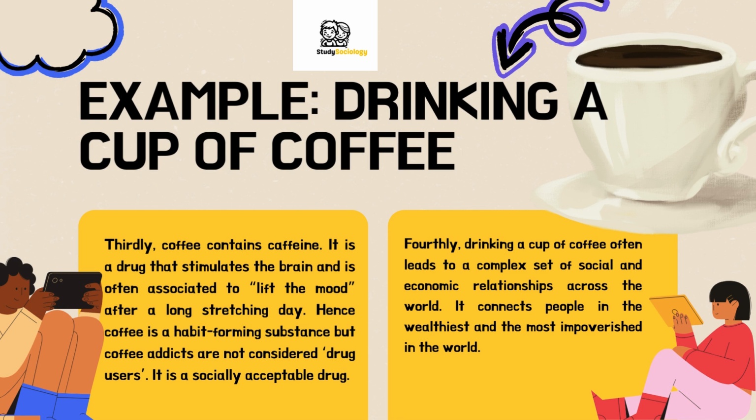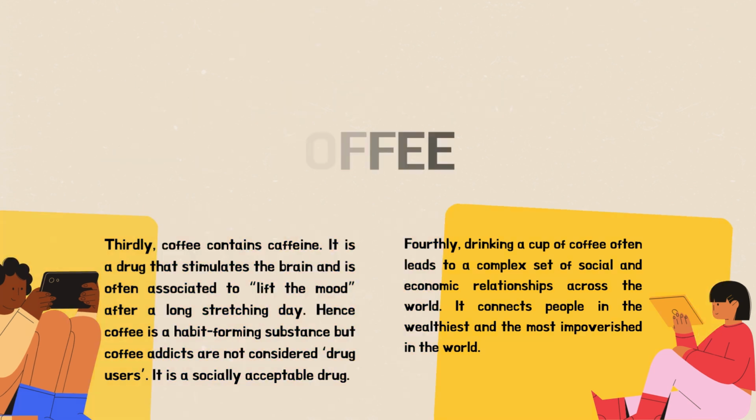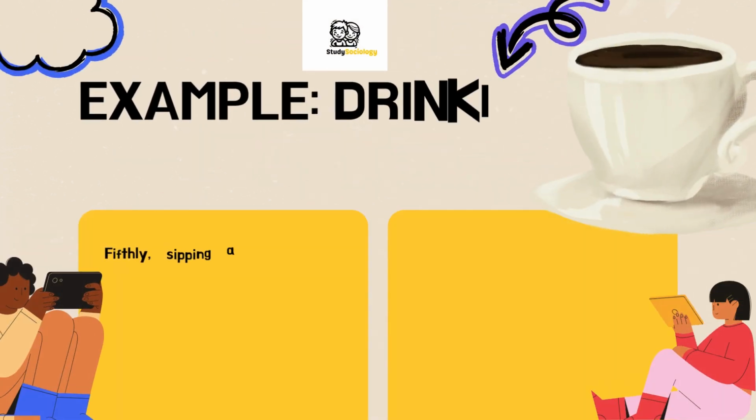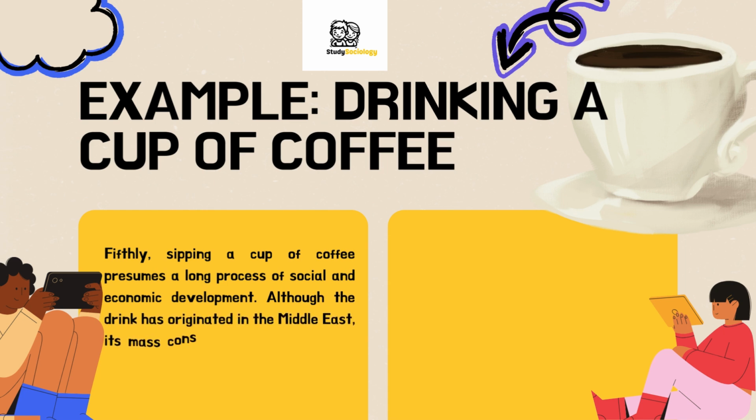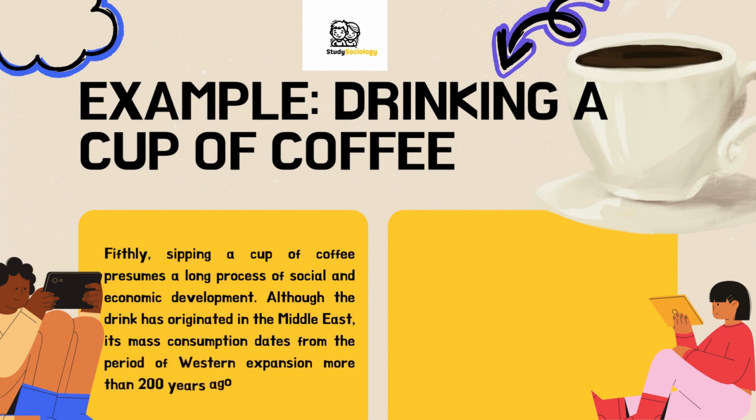Now, in the fifth point of view, we can look at how sipping a cup of coffee presumes a long process of economic and social development. Although the drink originated in the Middle East, its mass consumption dates from the period of Western expansion more than 200 years ago. Virtually all the coffee we drink today comes from areas such as South America and Africa that were colonized by Europeans. It is not a natural part of the Western diet.